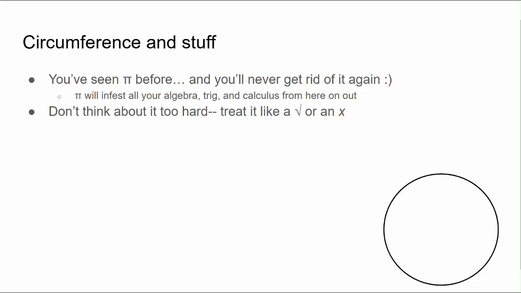So like, if you had root 2, you just leave it like that, or if you had x, you just leave it like that. You don't have to say this is 1.14 or whatever, or convert it to whatever it actually means. So when you see a pi, for the most part, just avoid putting it in as a real number unless they ask you to fully calculate it out.